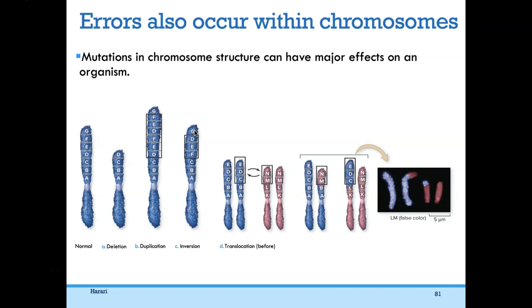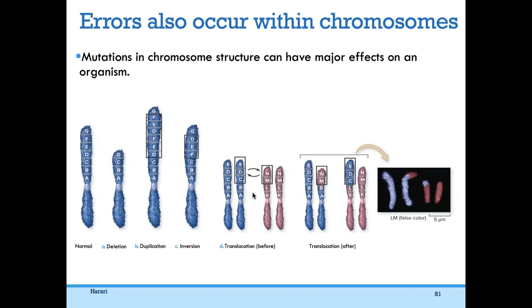You can also have what's called a translocation, in which two separate chromosomes switch segments. So this is like crossing over between non-homologous chromosomes. We do not want that to happen, right? So when one chromosome segment moves to another chromosome, that's called translocation.